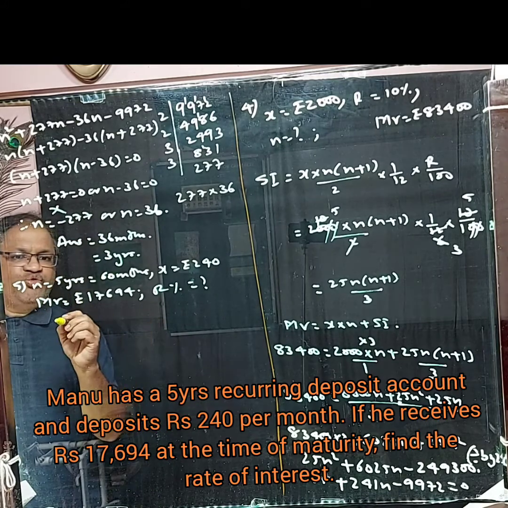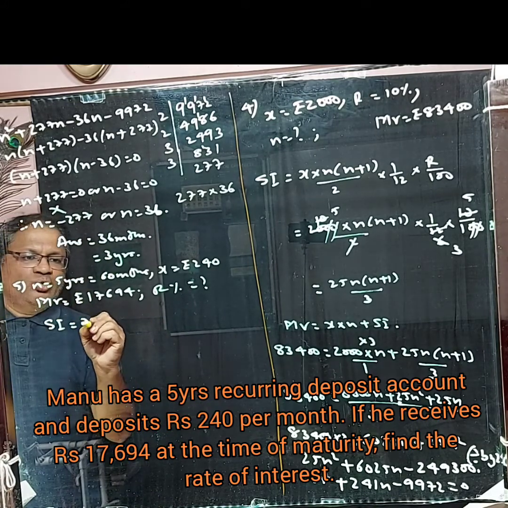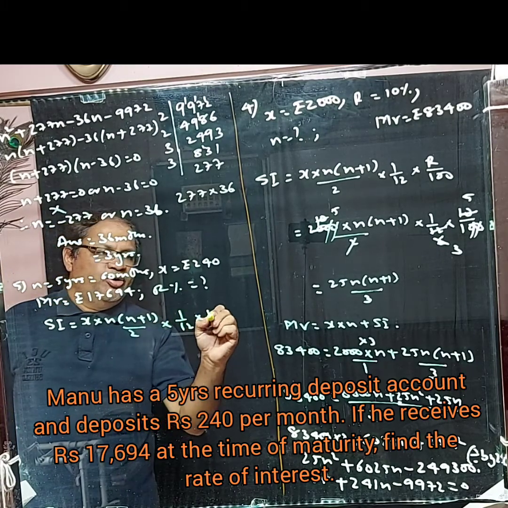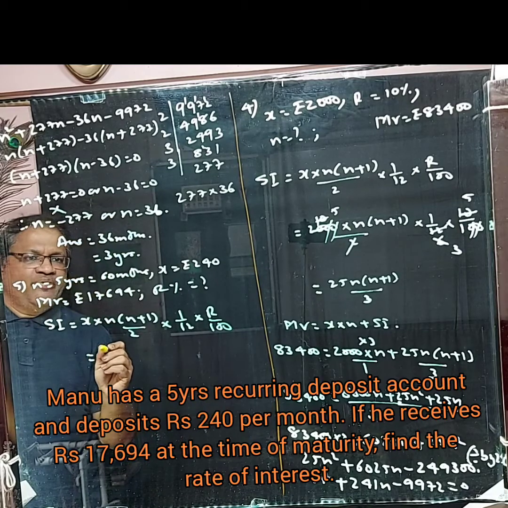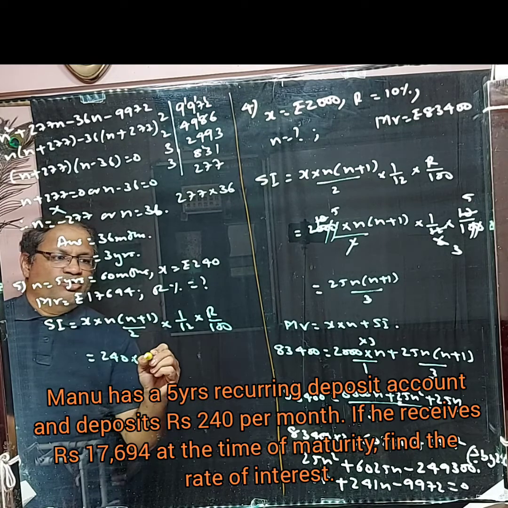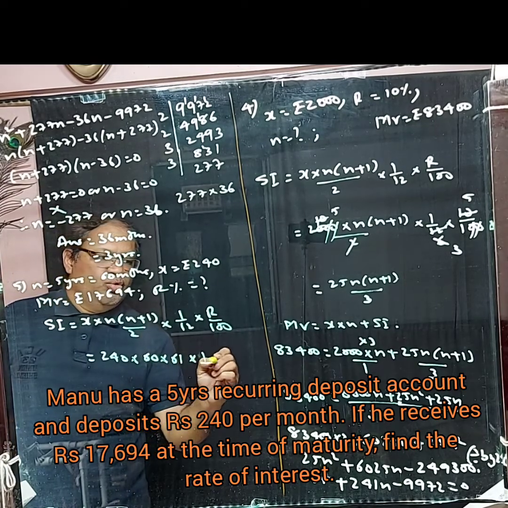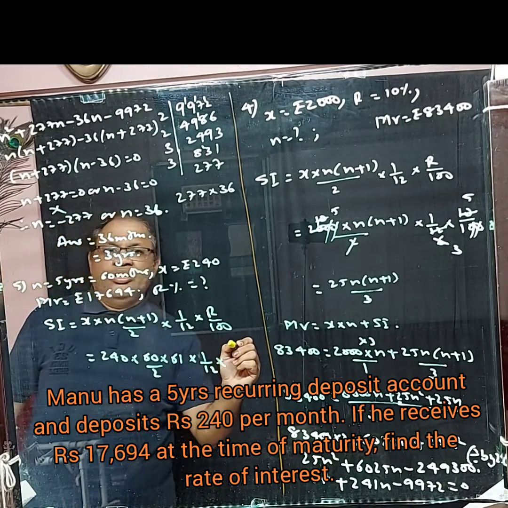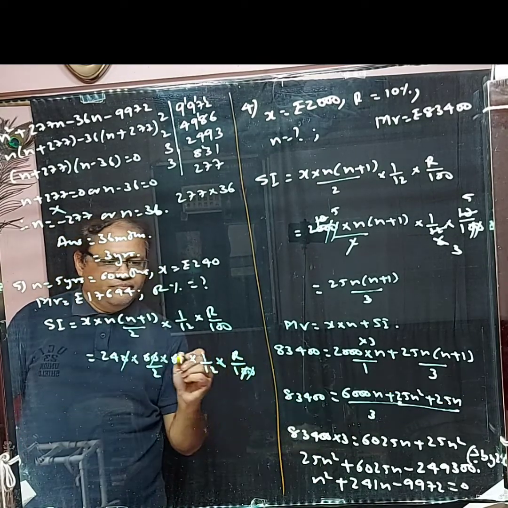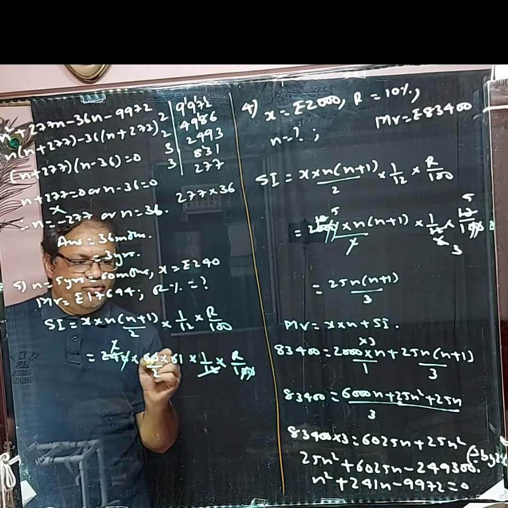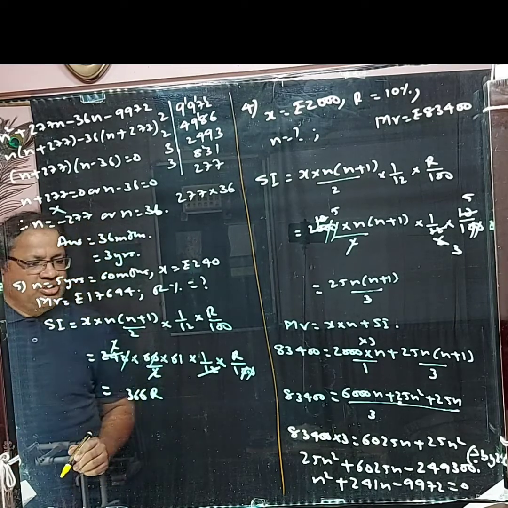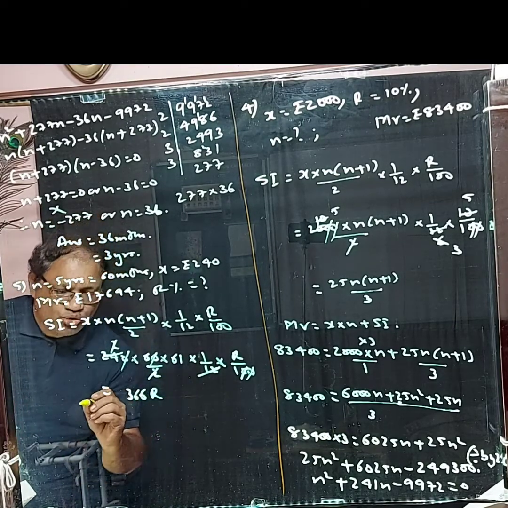So as usual, first formula we use: SI is equal to X into N into N plus 1 upon 2 into 1 by 12 into R by 100. So substitute the values. So it will be 240 into 60 into 61 into 1 by 12 upon 2 into rate, we have to find out, upon 100. Go for cancellation. 12 2s are 24, 2 get cancelled. So you get 366R.